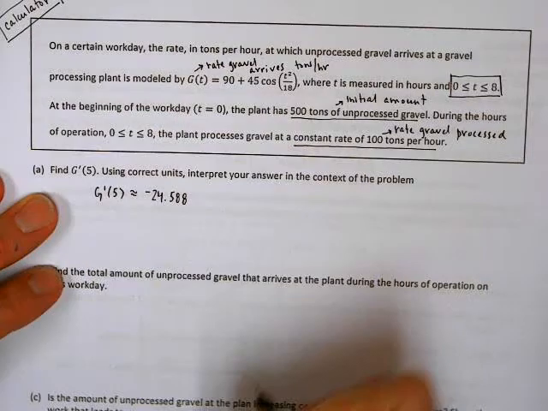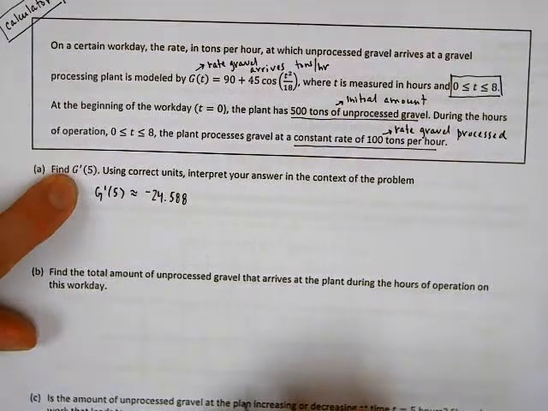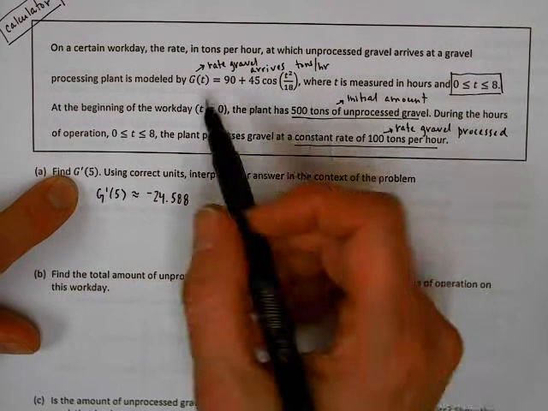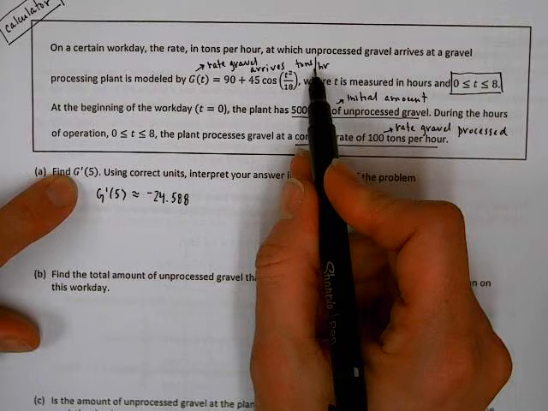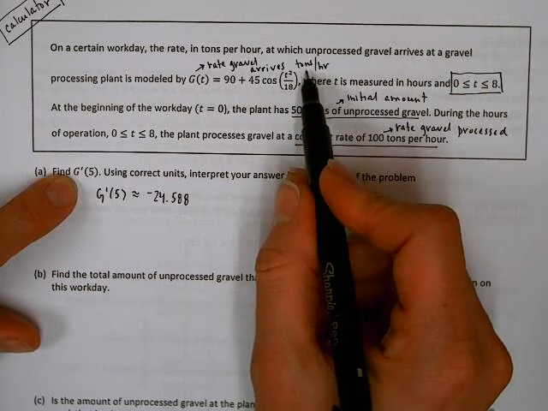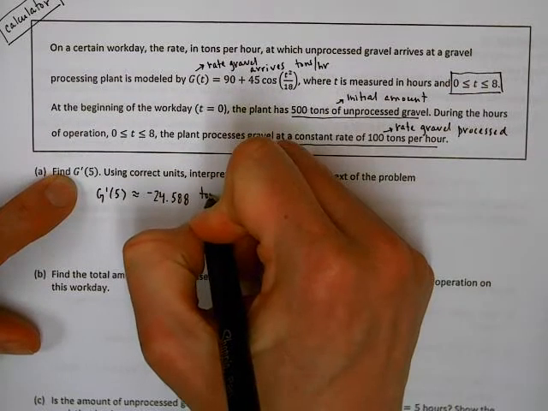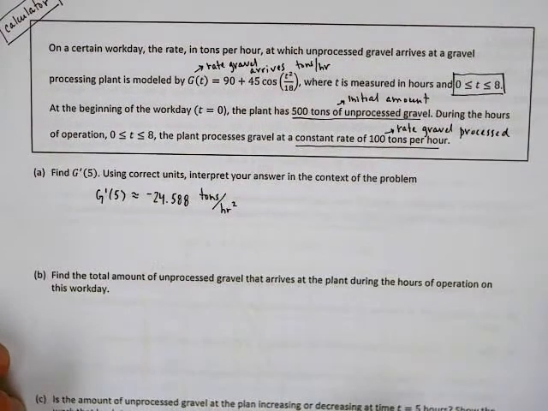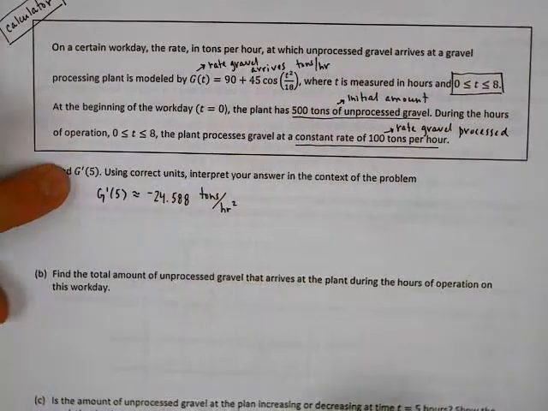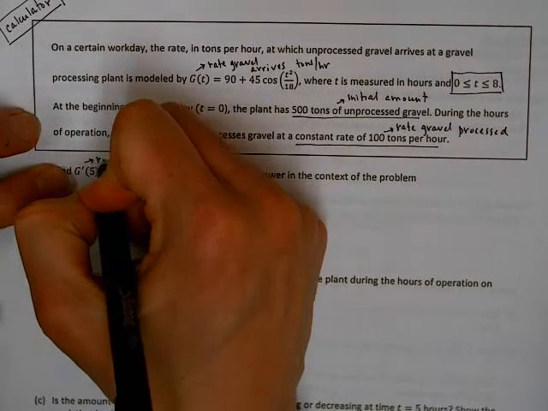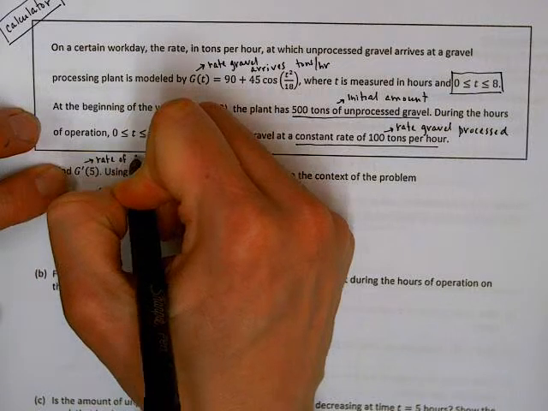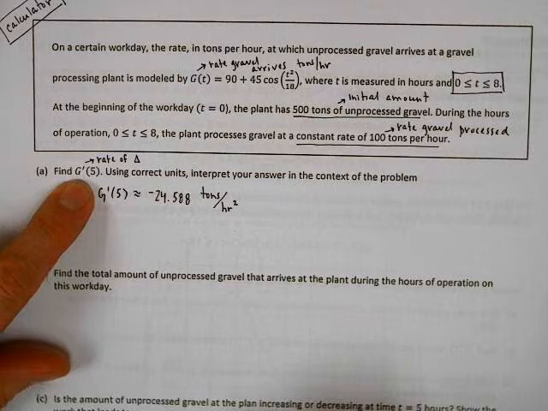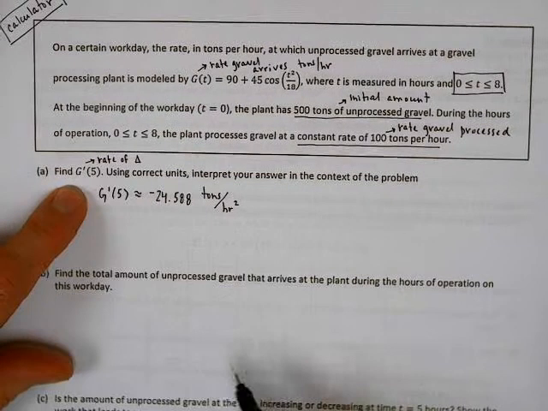24.588. Now here we have to be careful with units. Since I'm doing a derivative, we can think of that as a slope or a ratio. So my units for G of T were tons per hour, but now I'm doing that tons per hour over hours, so my units are going to be tons per hour squared. Now a derivative we know is a rate of change. So this is telling me how my function, which is also a rate, how that rate is changing.